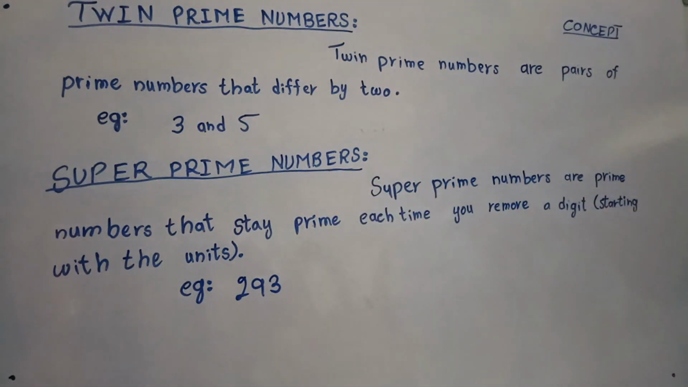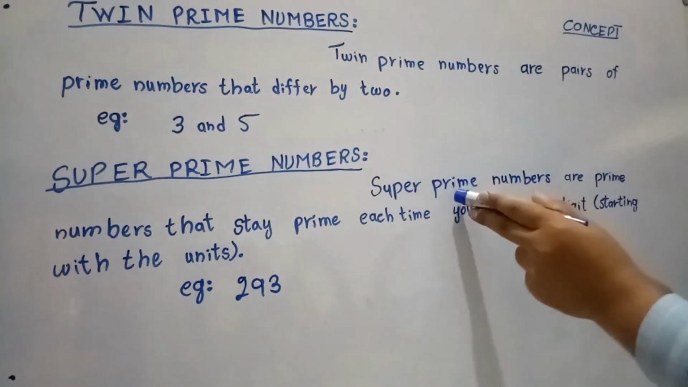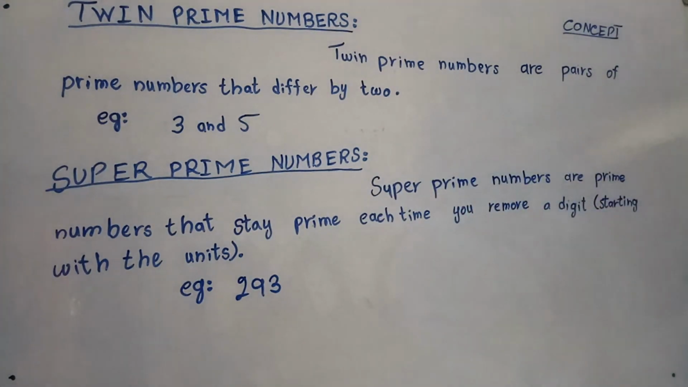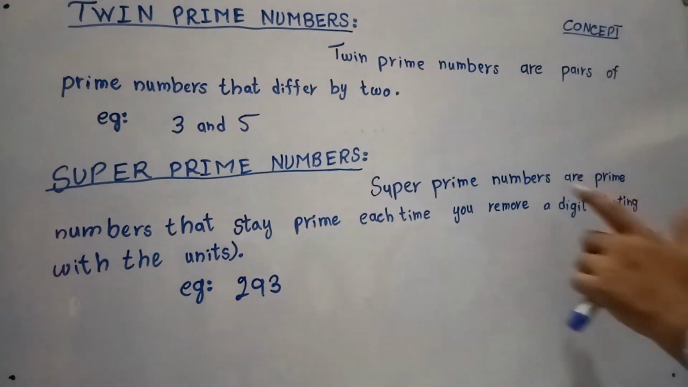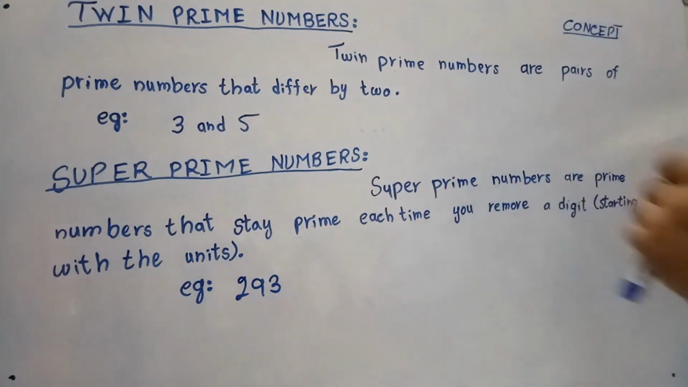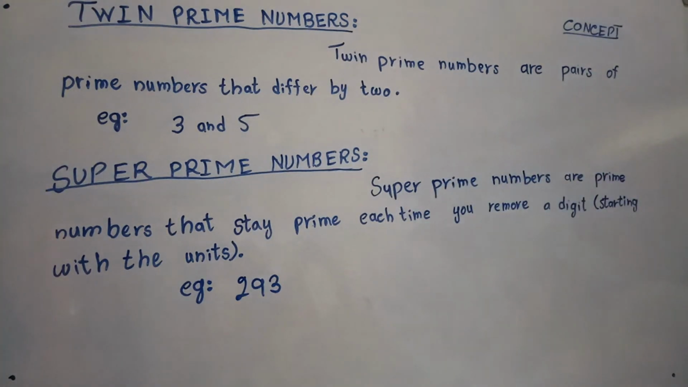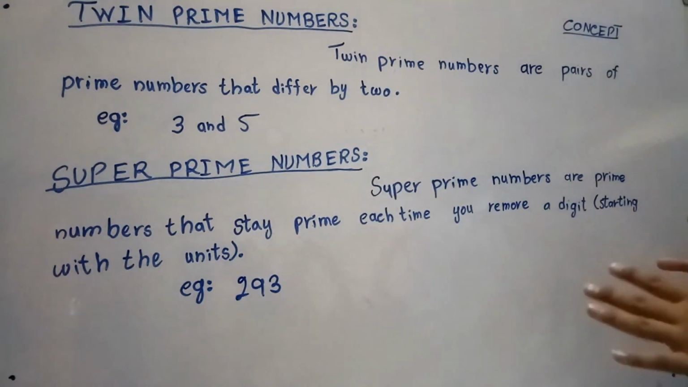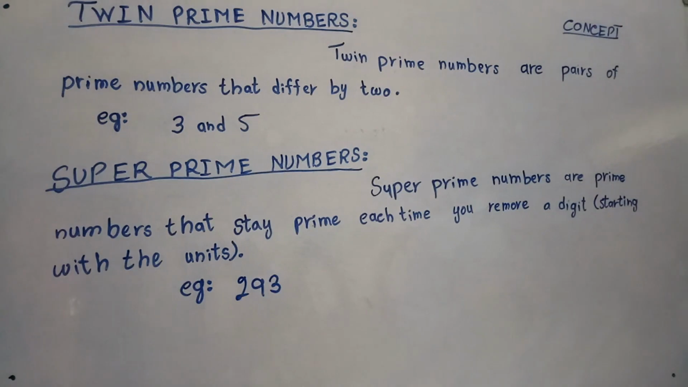So let's read the definition. Super prime numbers are prime numbers that stay prime each time you remove a digit starting with the units. What does this mean? This means that if we have a prime number and we remove a digit starting from the units side, then it still remains a prime number.